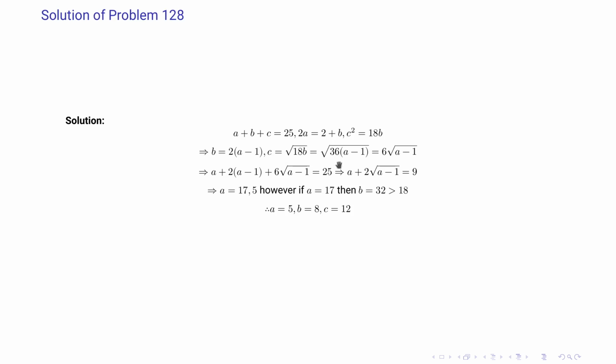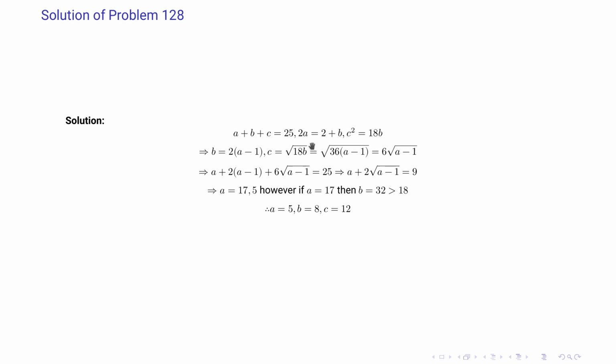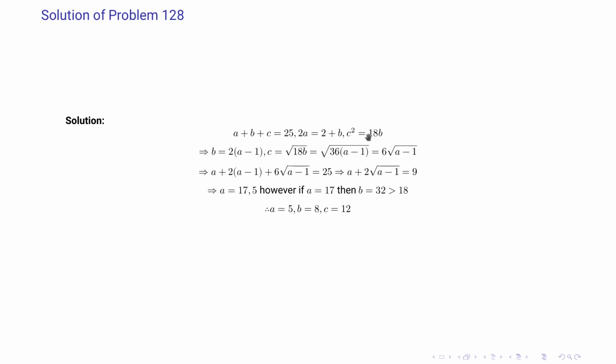So we are given that the sum is 25. So a plus b plus c is equal to 25. And then 2, a, b are in AP. So 2a is equal to 2 plus b. And b, c, 18 are in GP. So c square is equal to 18b. Now we can write from this that b is equal to 2 into a minus 1. And from here we can write that c is equal to square root of 18b.